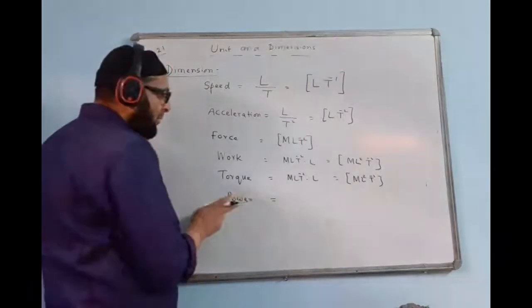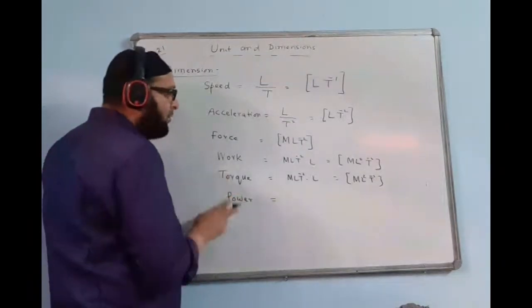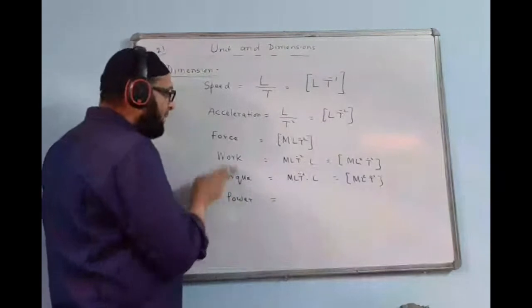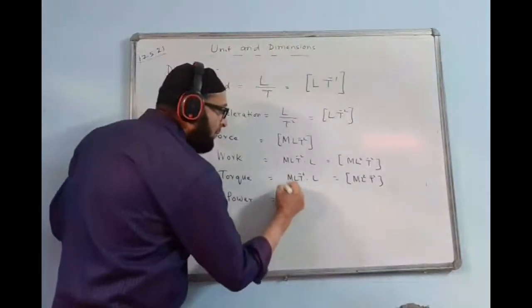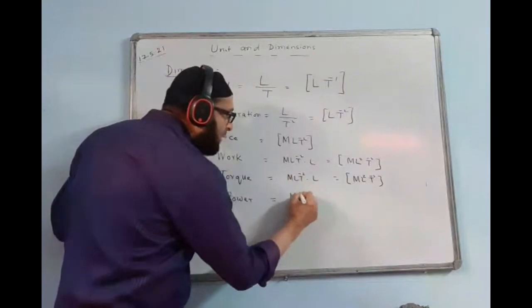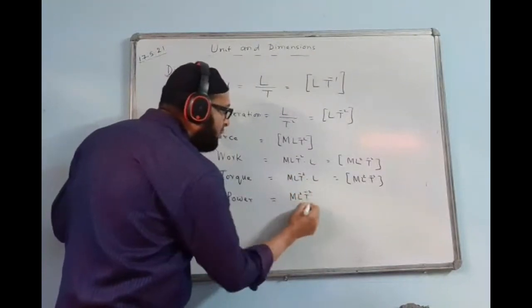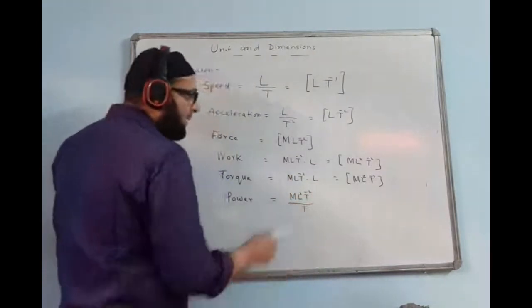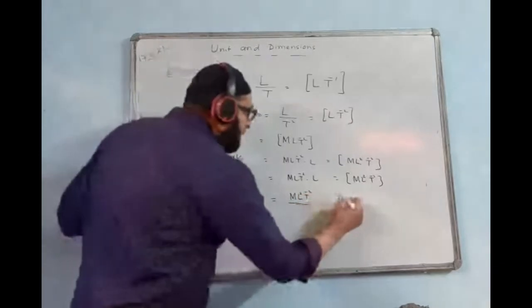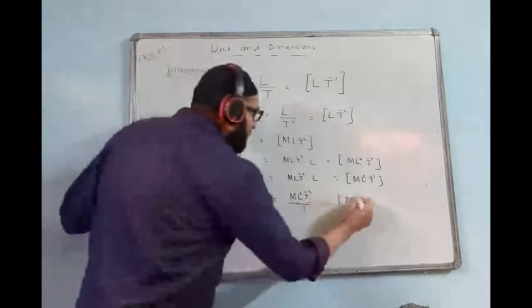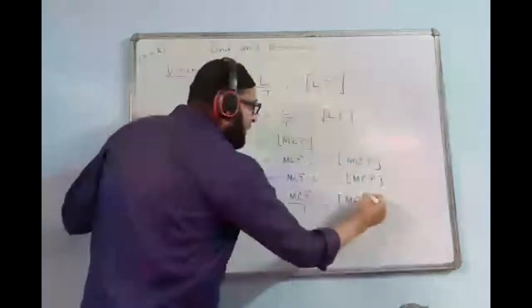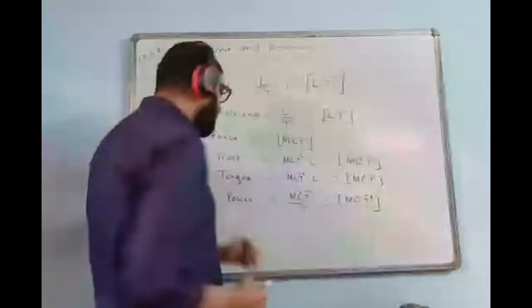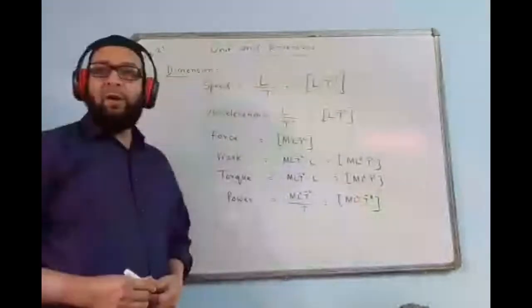So power formula is work upon time, no? Power formula is work upon time. Work you can do like this: work is force into distance, or work is ML squared T minus 2 upon the time. Now finalizing it within the square bracket, it becomes ML squared T minus 2, the power of T will come up, become minus 1 further, minus 2 minus 1 becomes minus 3. So this is the dimension of power: ML squared T minus 3.